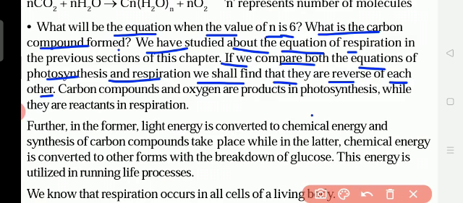Inside the cell, after the preparing of the food, it releases the energy. It is called respiration. Okay, carbon compounds and oxygen are products in photosynthesis, while they are reactants in respiration.